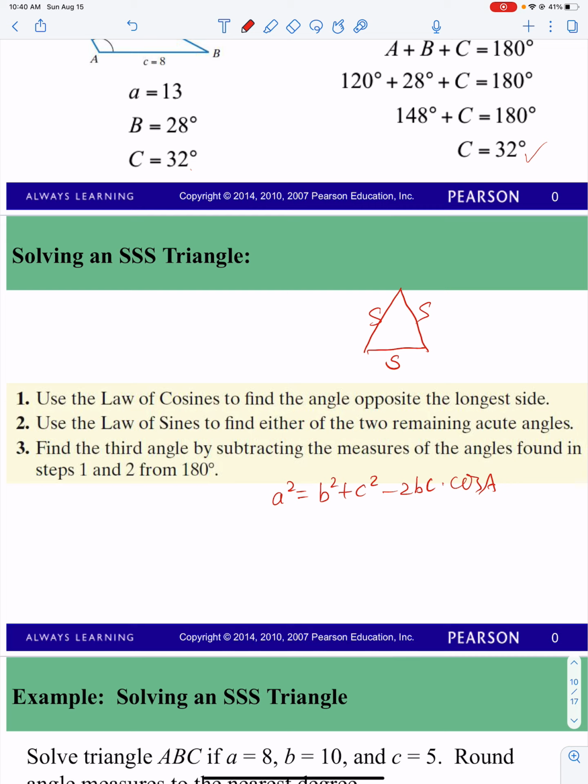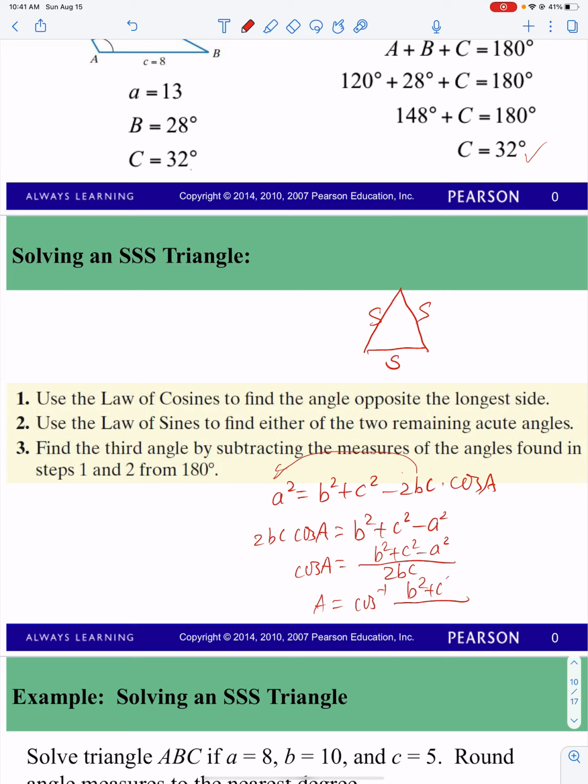Okay, so we wanted to find an angle, so we wanted to isolate it here. So what will you do? 2bc cosine A equals b squared plus c squared minus a squared. You move the a squared to the other side. So what will be the cosine A? b squared plus c squared minus a squared over 2bc. What will A be equal to? Cosine inverse of b squared plus c squared minus a squared over 2bc.